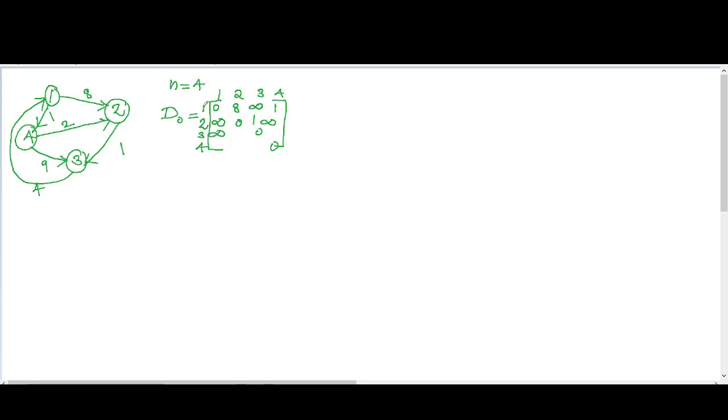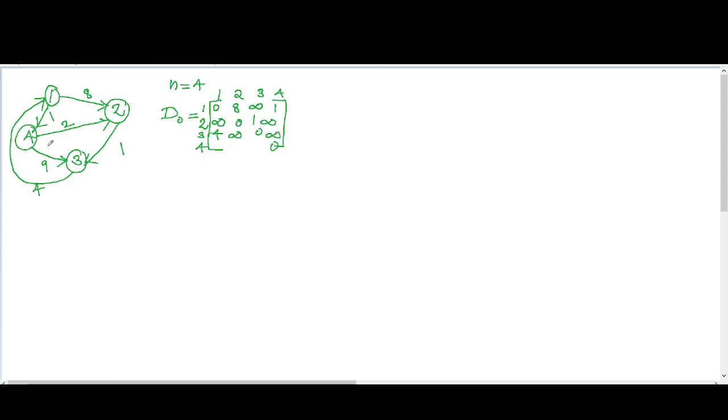Here from 3 to 1, you can see one edge here, this one having the weight 4. So you write here not infinity, but 4. Now, from 3 to 2, there is no edge, so write infinity. And from 3 to 4, there is no edge, so here also infinity. Now, from 4 to 1.